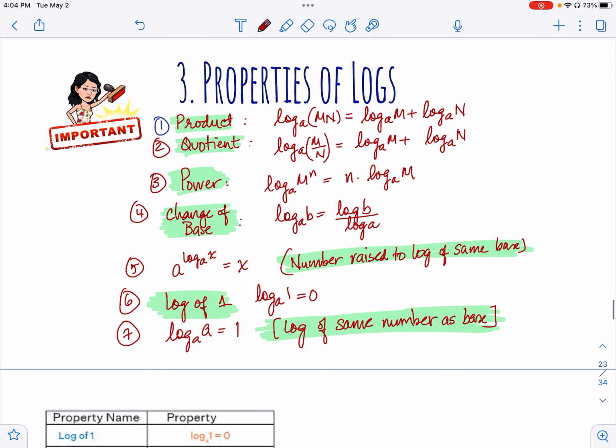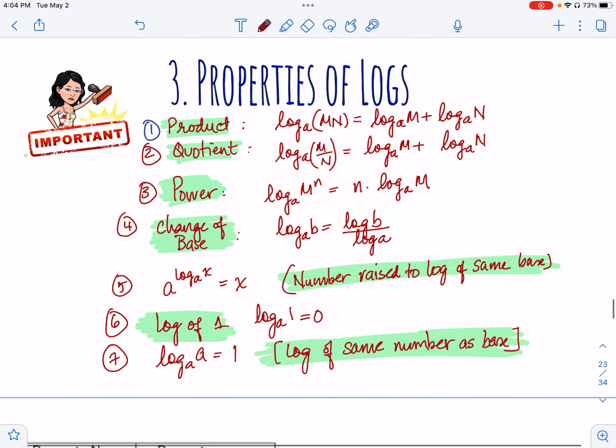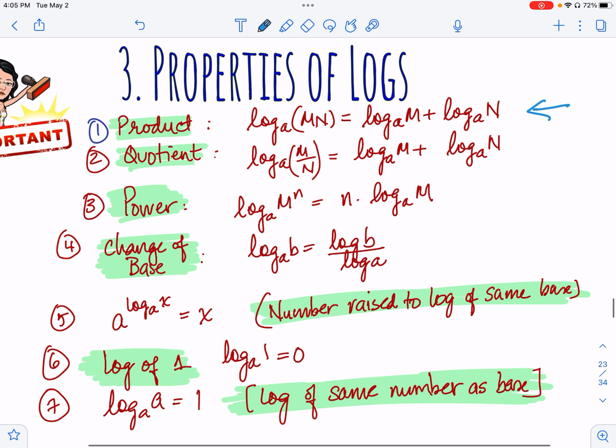All right, let's move on to the properties of logs. I have written down 7 properties here and highlighted their names. The first one's called the product property. I would highly recommend to pause the video here and copy these properties down. Like I said, they will not be provided on the assessments, so we need to be able to use them, identify them, and be able to apply them. Now the first one, I'll explain them real quick though.